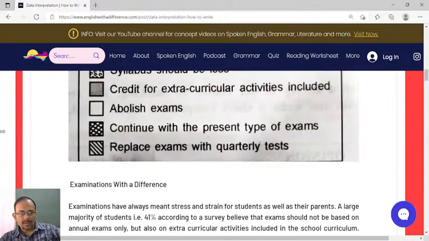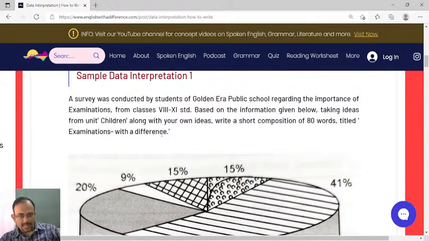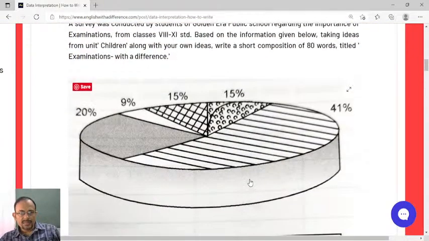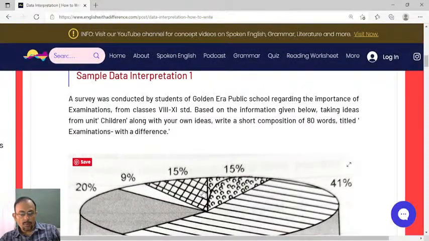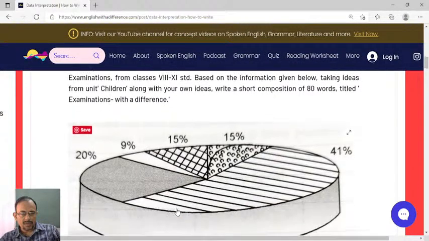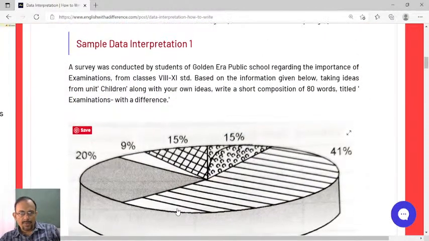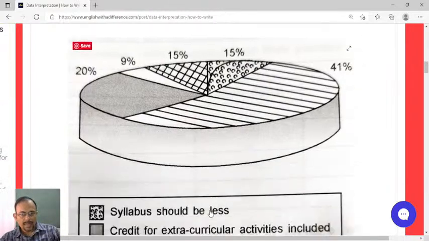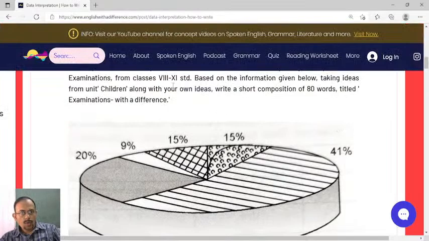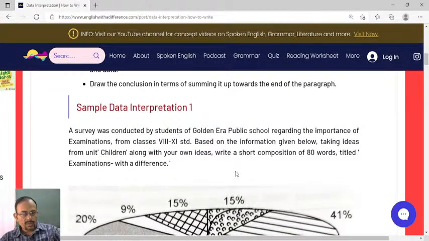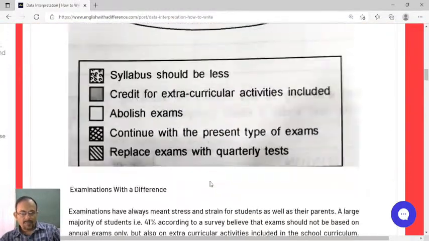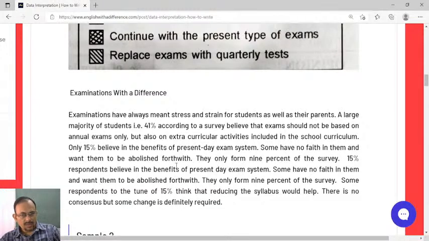You can also write that the data given in the question is based on the opinion of different students from standard 8 to 11 of Golden Ada Public School. Likewise, you can write the introduction. From the question itself, you take the clue for the introduction. Make it a 3-4 line introduction, and then start analyzing.